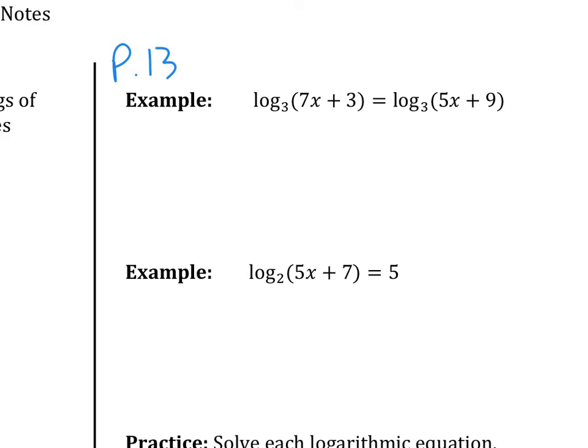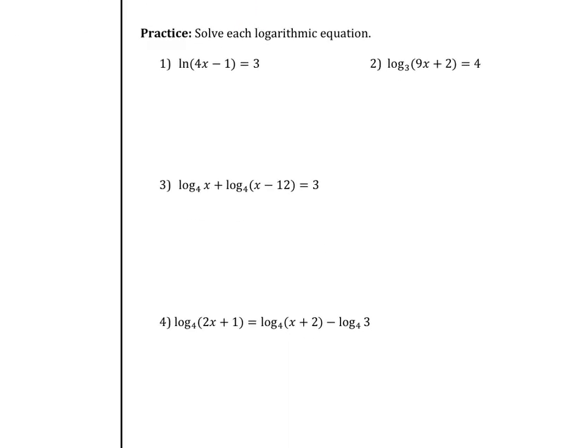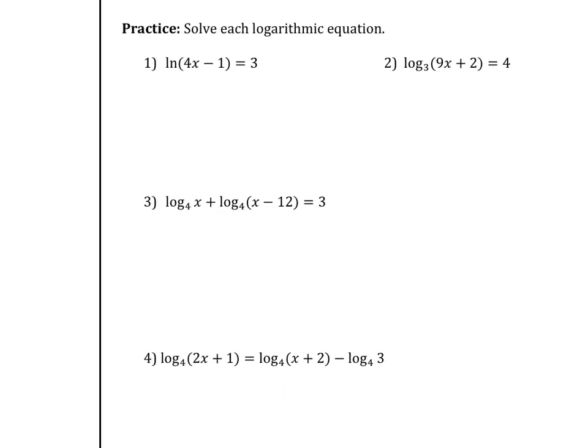So most people have the first two done. I think everybody has the first two done, 3 and 5. So you're working on the next 4. So number 1 is e cubed plus 1 over 4. Number 2 is 79 over 9.